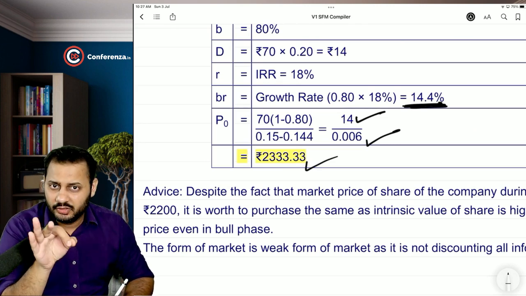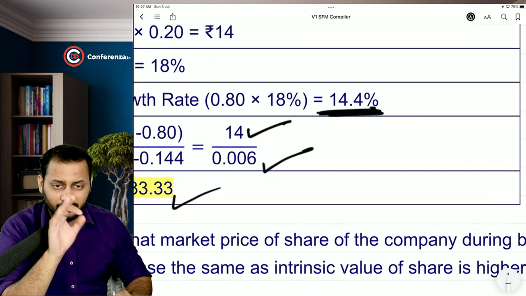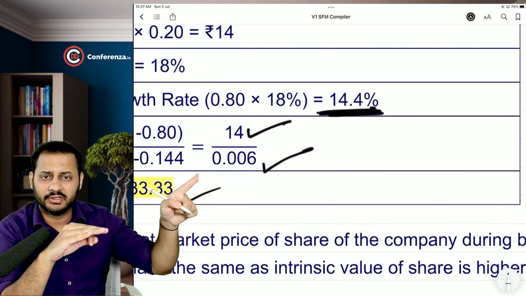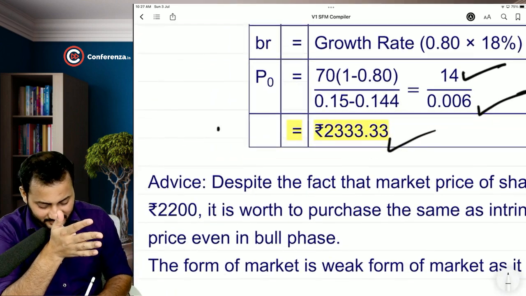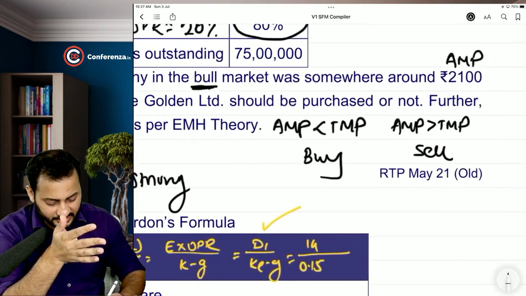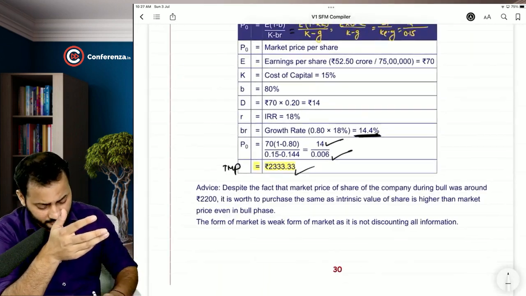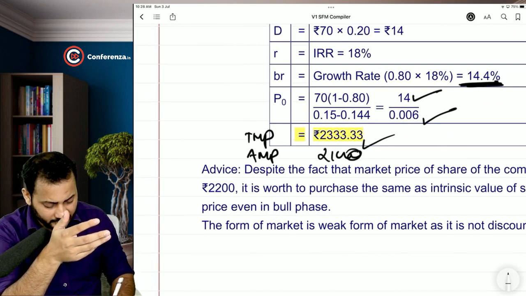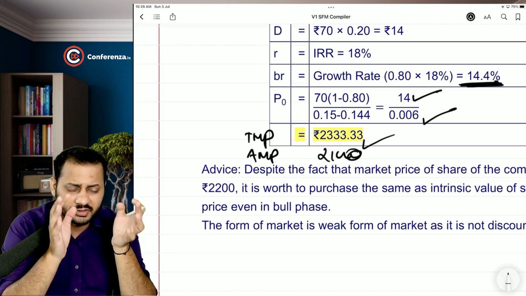I am not in the fast track batch discussing the calculation. I assume if you are in CA final, you know how to calculate 14 divided by 0.006. So I'm not wasting time on such calculation. Now what is this? Theoretical market price. Now you decide which condition is being satisfied, the first one or the second one. It is the first one which is satisfied, because the actual market price is 2100 and you can clearly see the actual market price is lesser than the theoretical market price. You should buy the share.